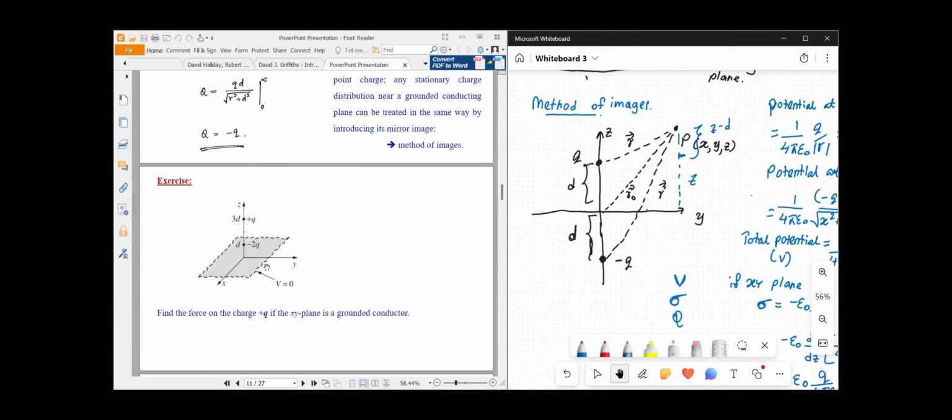So if this xy plane is a grounded conductor and we have these two charges initially, calculate the force on the charge, this plus q, due to this minus 2q and due to this grounded conductor. So try this one. And if you have any questions, you can ask or you can type in the chat. Please do so.